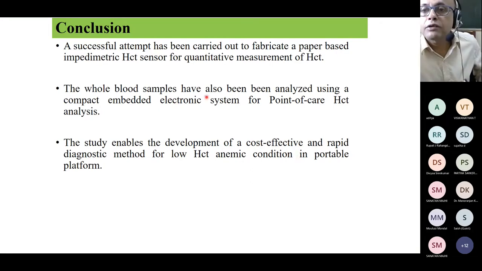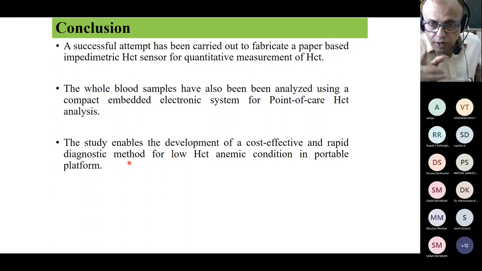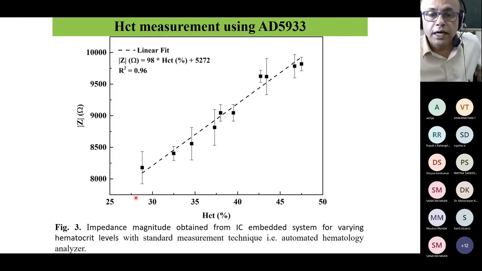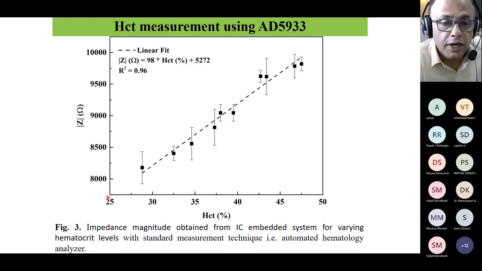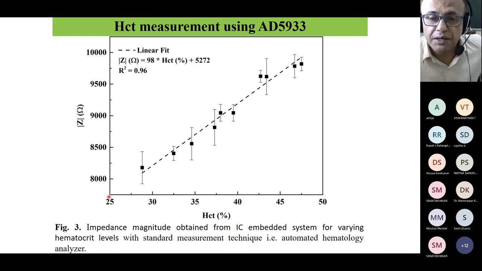The whole blood sample has also been analyzed using the compact embedded electronic system for point-of-care hematocrit analysis. The study enables the development of a cost-effective and rapid diagnostic method for low HCT anemic conditions on a portable platform. That's why we want to detect anemic patients in rural areas. For that, we have extended this up to 25. We are even working below 25, up to 15 hematocrit percentage, but we have completed up to this value.